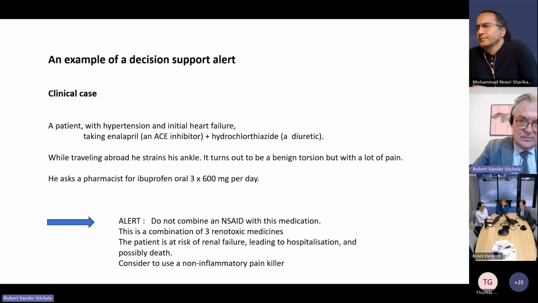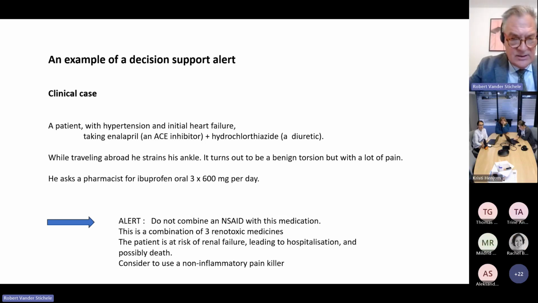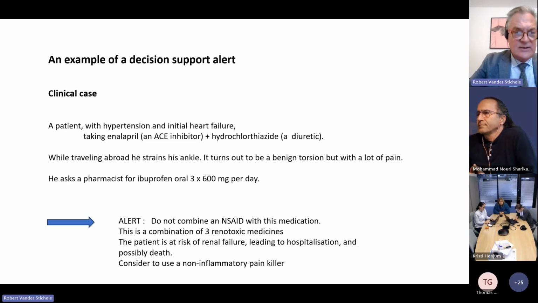This is a dangerous situation because we have here a nephrotoxic drug, an ACE inhibitor, a nephrotoxic drug, a diuretic, and we would add another nephrotoxic drug, ibuprofen, to the medication list. That would provide what we call the triple whammy, and we should never combine an NSAID with these kind of medications. There are three toxic medications. It should use a non-inflammatory painkiller such as paracetamol.